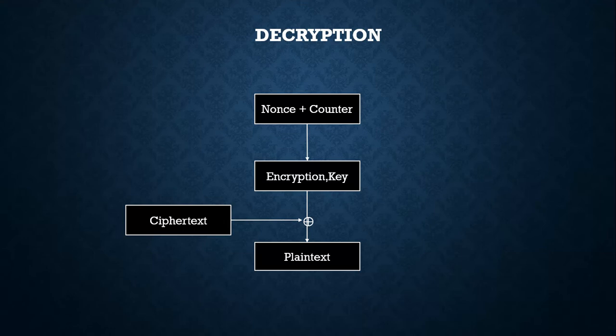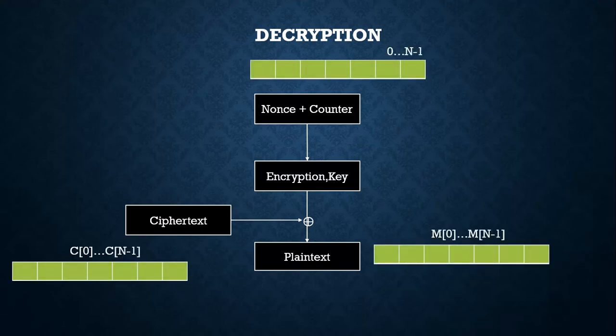Now I'm going to explain how decryption works. Decryption is pretty much the same as the encryption, it's just that the cipher text block is swapped with the message block. The counter and nonce act as an input block to the encryption block. The encryption block will then be XORed with the cipher text block and produce the message block.